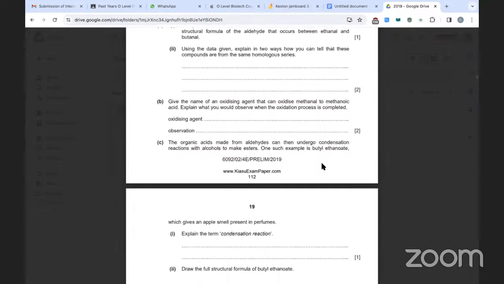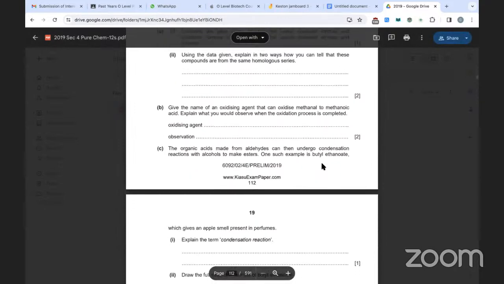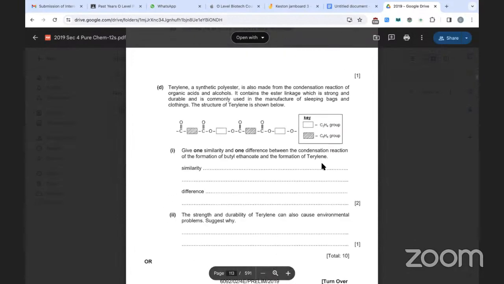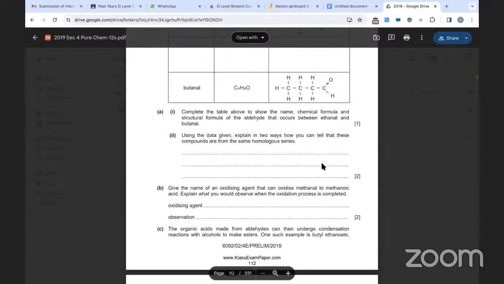Esther, you're taking your time to read, and that is the correct thing in an exam. Just saying. Okay? You take your time to read. If you're aiming for A1, you must do that.